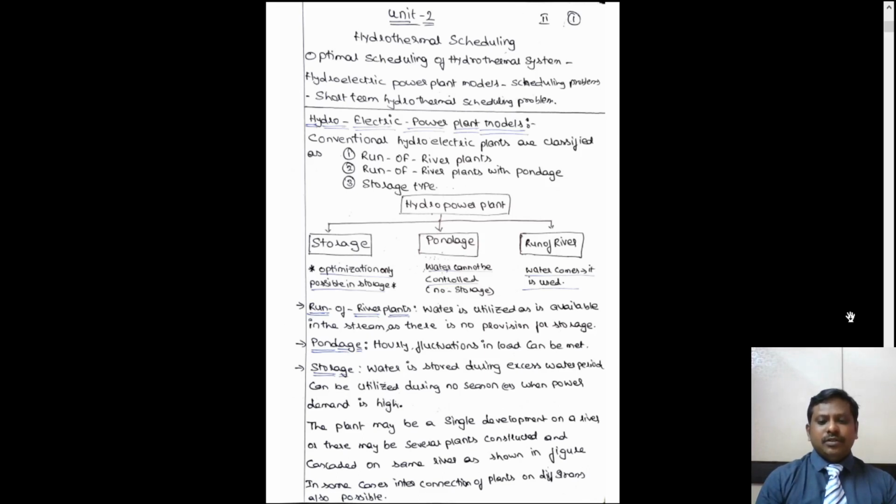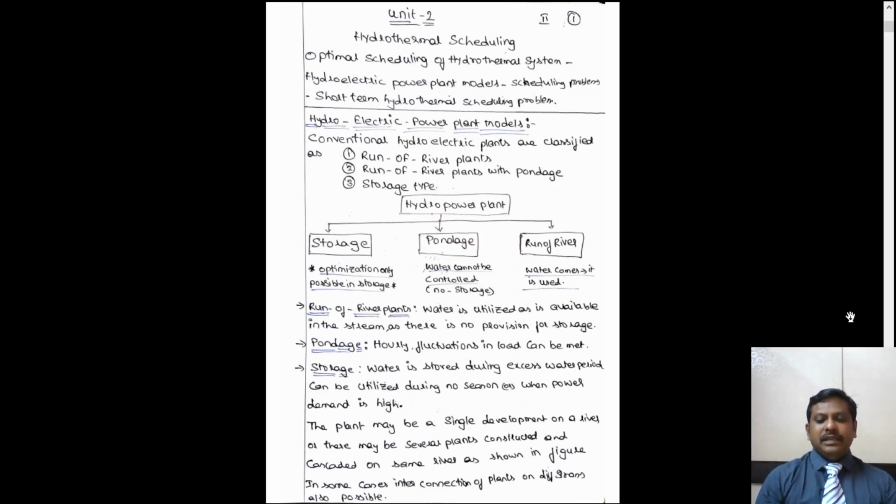Water is stored during the excess water period. It can be utilized during the no-rain season, means whenever we are not having the rains, for example in summer. The stored water can be used for generating and also for irrigation purposes. And the stored water can also be used when the power demand is high.